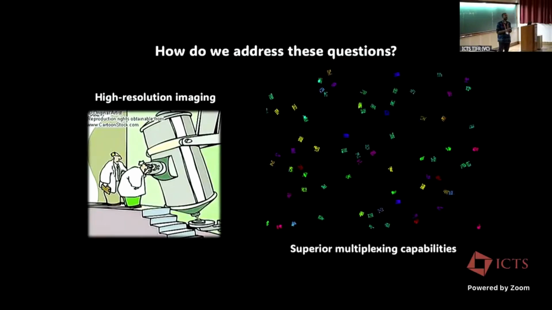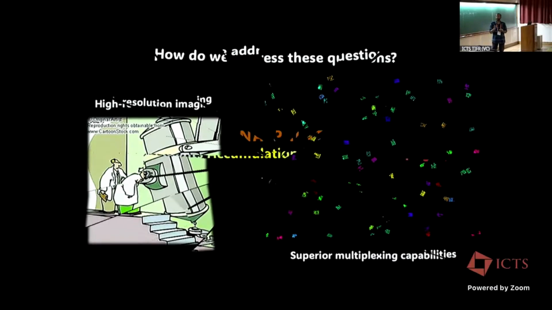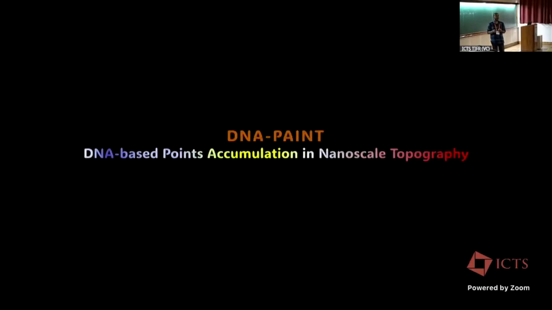And the second thing is that because we are looking at so many different things, we need a way where we can actually multiplex them. We can image all of them at the same time. So let's look at how we can do that. And for that, DNA-PAINT is one of the best answers to this particular question that we have.